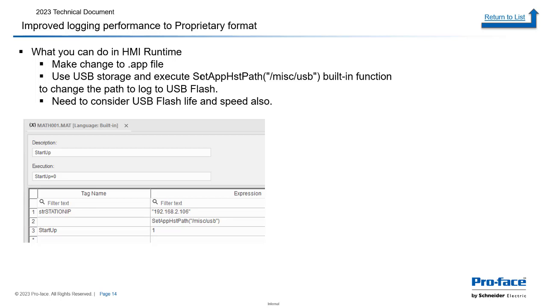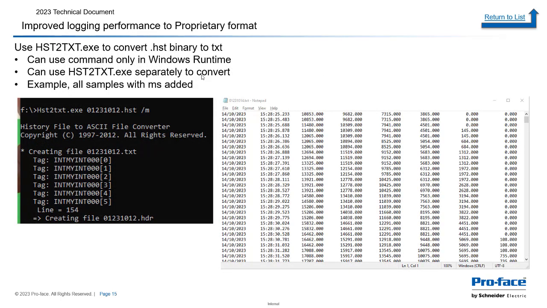And you can see here, this is what I have in the math worksheet. That's how we can set the historical path, so that the proprietary logger will log to a USB stick. Okay. And then what you end up with is basically a binary file with a .hst extension.